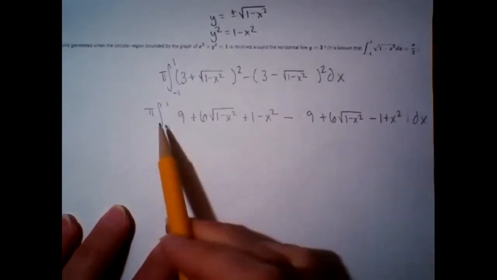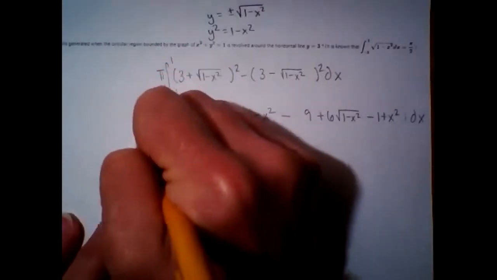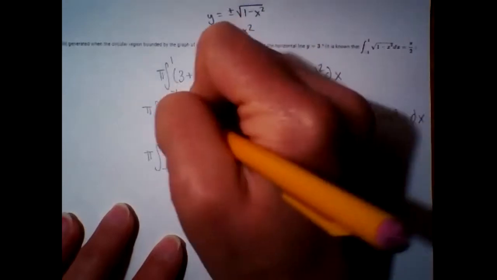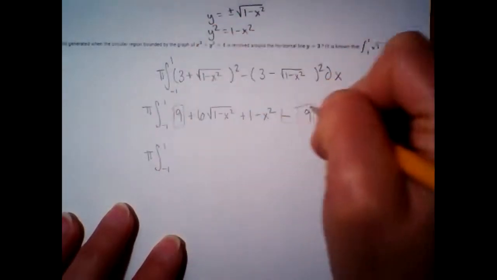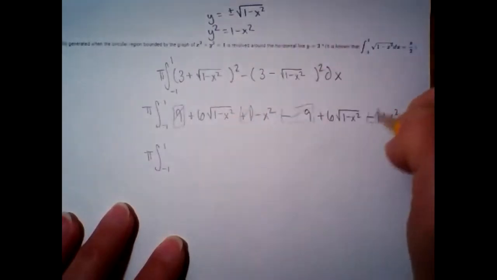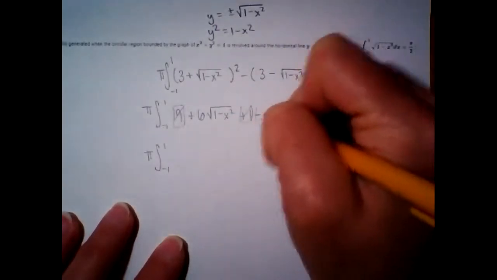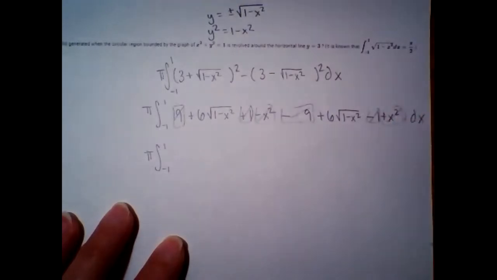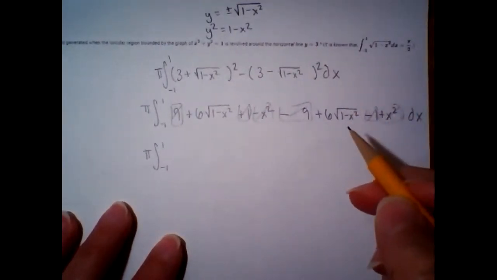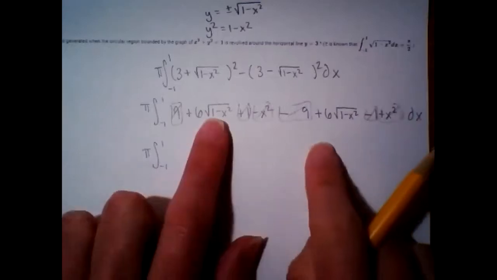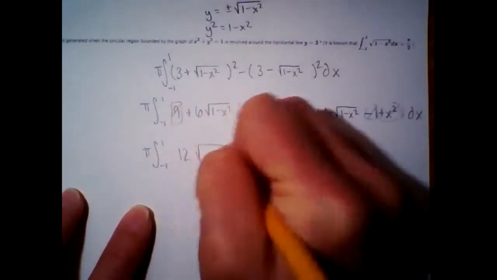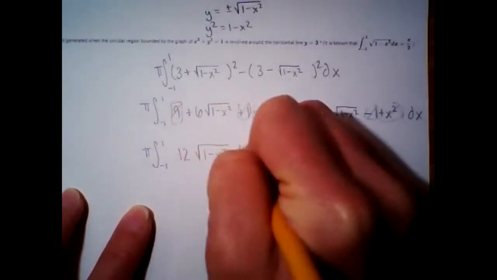Now, goodness gracious, this is a lot. So again, that's why I made this a bonus question. But here's where this actually gets a little bit better because most of this is going to cancel out. The 9s are going to cancel. And the plus 1 and minus 1 is going to cancel, and the x squareds are going to cancel. So almost the whole thing canceled out. It was really awful for a second, but then most of this is gone. We have 6 plus 6, which would be 12. So 12 square root 1 minus x squared.